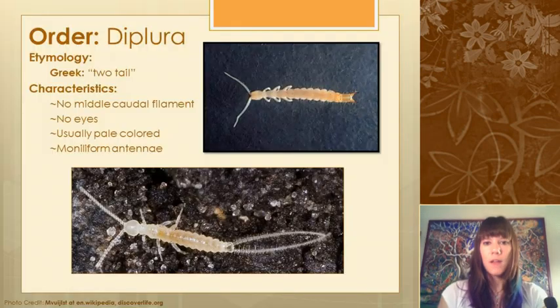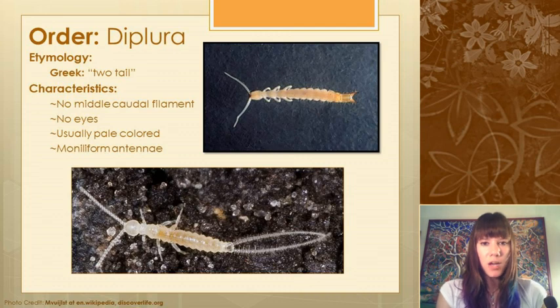The next hexapods that we're going to talk about are the Diplura, and in Greek this just means two-tail, and that's because they have 2 filaments coming off the end of their abdomen.